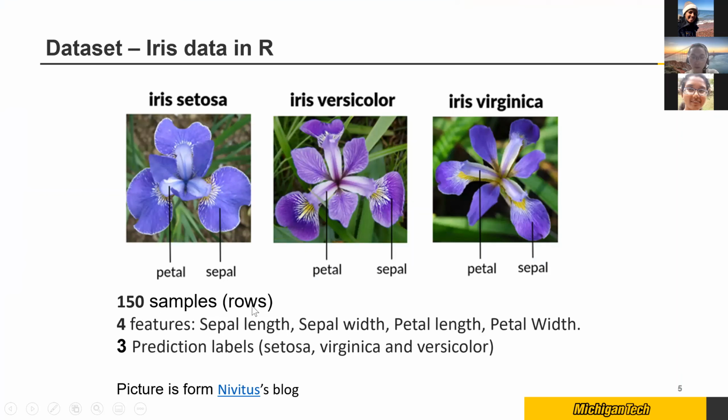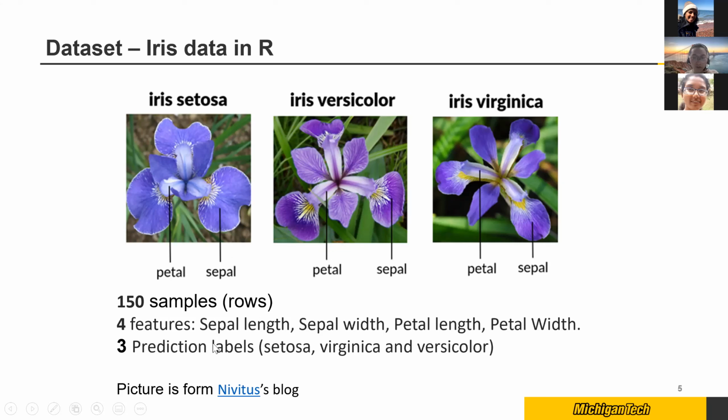In the data, it shows in different rows. So each row represents one sample. Then it also includes 4 features. These 4 features are the sepal length, sepal width, and the petal length, petal width, and 3 prediction labels. These 3 prediction labels correspond to these 3 iris flowers.